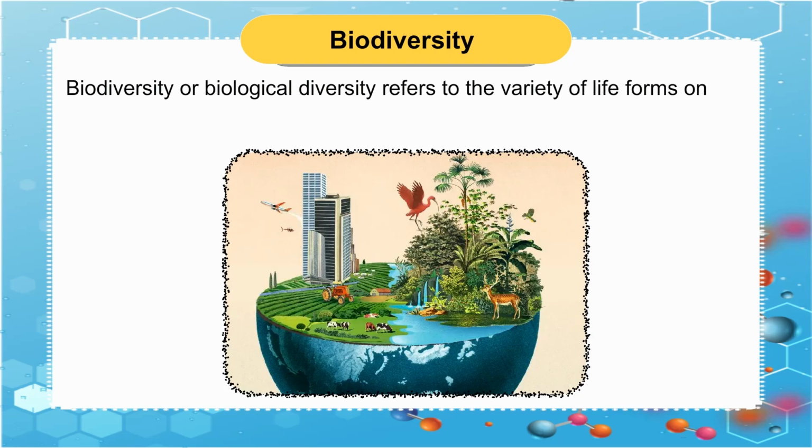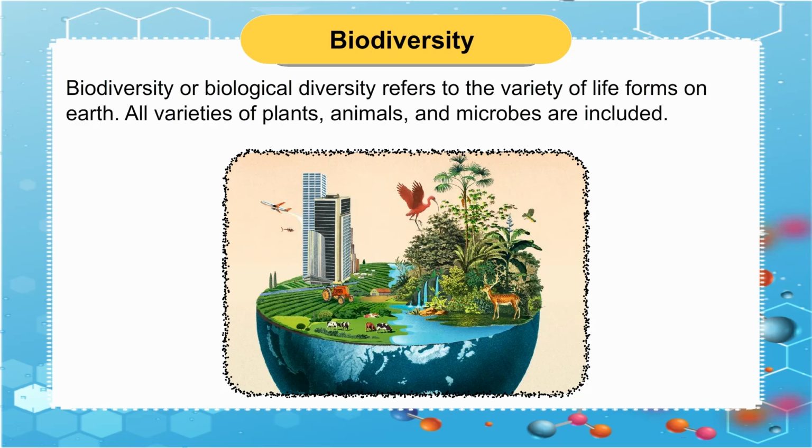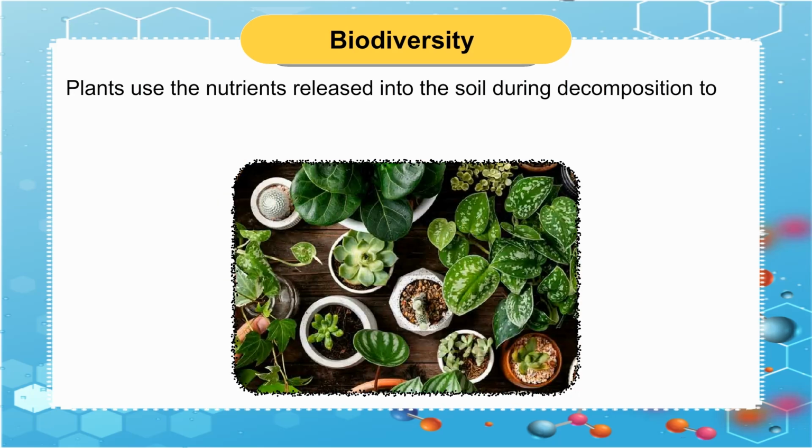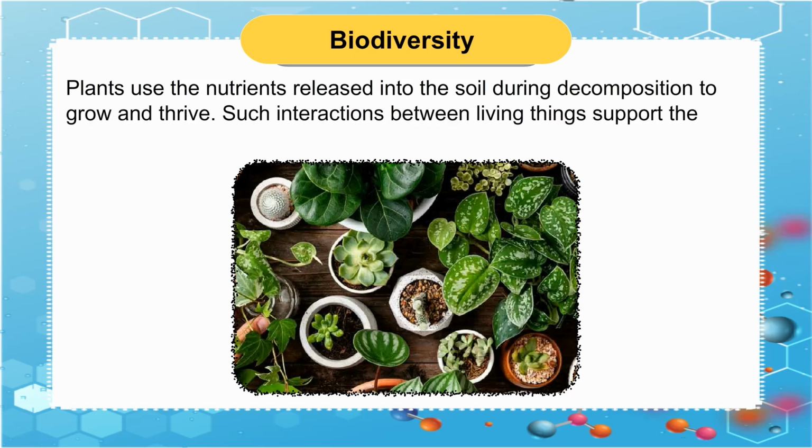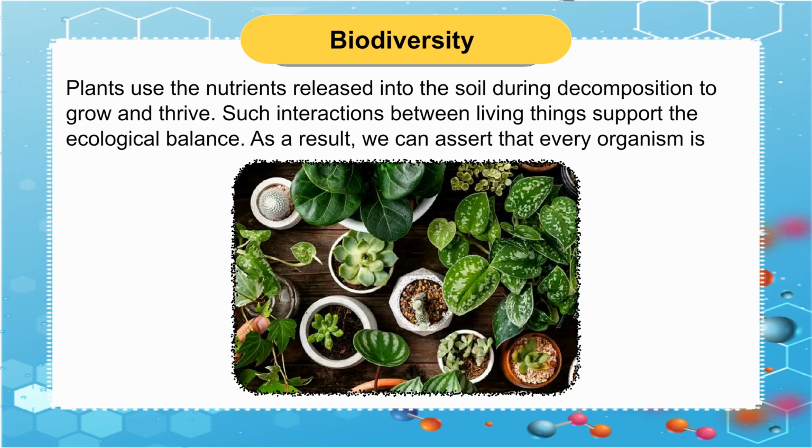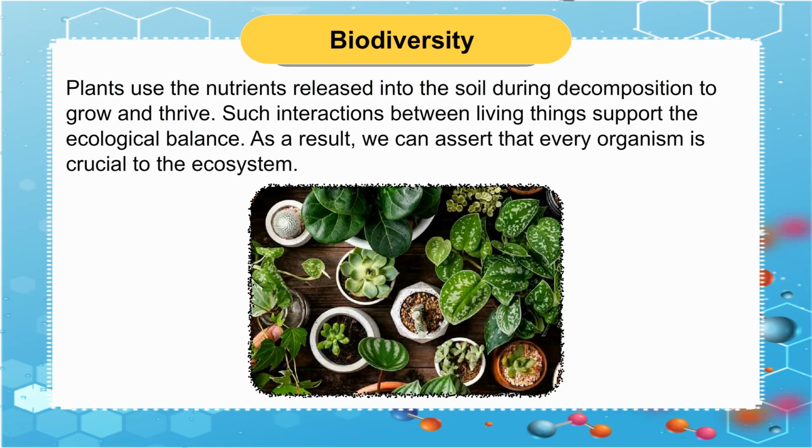Biodiversity. Biodiversity or biological diversity refers to the variety of life forms on earth. All varieties of plants, animals, and microbes are included. Plants use the nutrients released into the soil during decomposition to grow and thrive. Such interactions between living things support the ecological balance. As a result, we can assert that every organism is crucial to the ecosystem.